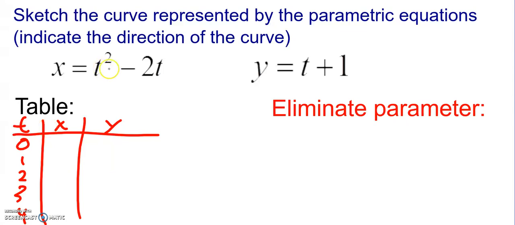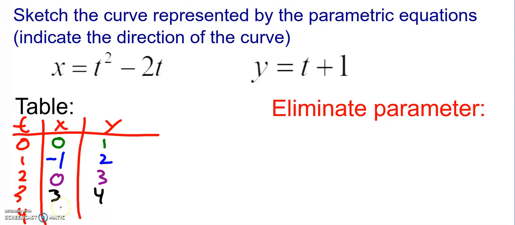So if I plug in 0 here, x gives 0. If I plug in 0 here, I get 1. If I plug in 1 here, I get negative 1. And if I plug in 1 here, I get 2. If I plug in 2 to the x equation, I get 0. And if I plug in 2 to the y equation, I get 3. If I plug in 3 to the x equation, I get 3. And if I plug in 3 to the y equation, I get 4.